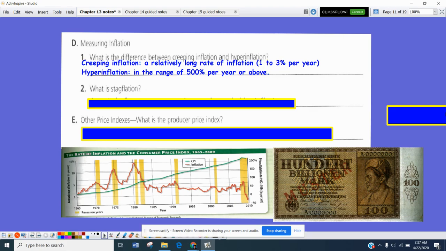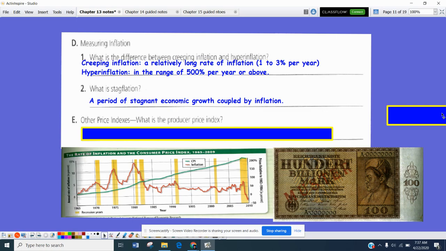And hence, that's one of the dangers of hyperinflation. It is not necessarily something that is very sustainable for a period of time. Stagflation is a combination of inflation and stagnant economic growth, and that's why we have combined those two words into one.